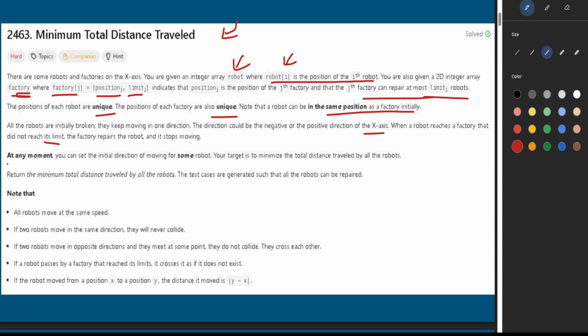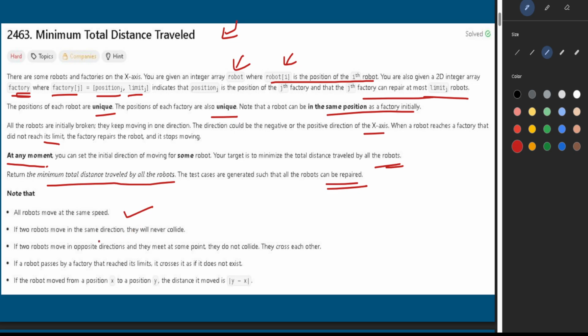At any moment you can set the initial direction of moving for some robots. Your target is to minimize the total distance traveled by all the robots. In that case you have to return the minimum total distance traveled by all the robots, and the test cases are generated in such a way that all the robots can be repaired. So these are the conditions we have.